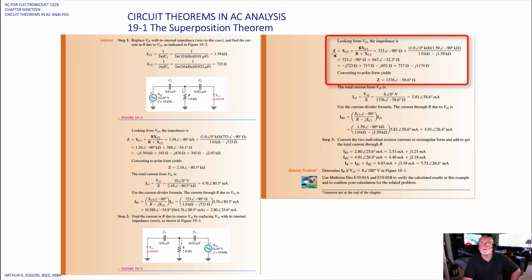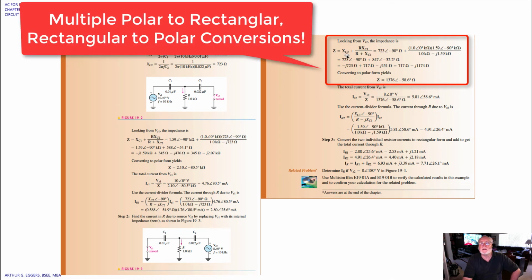Calculate for the total impedance then, X sub C2 plus R X sub C1 product over the sum. We get a value then, once we do our polar to rectangular and rectangular to polar conversions, 717 ohms minus j 1174 ohms. Converting to the polar form then gives us a total impedance of 1376 at an angle of minus 58.6 degrees in ohms.